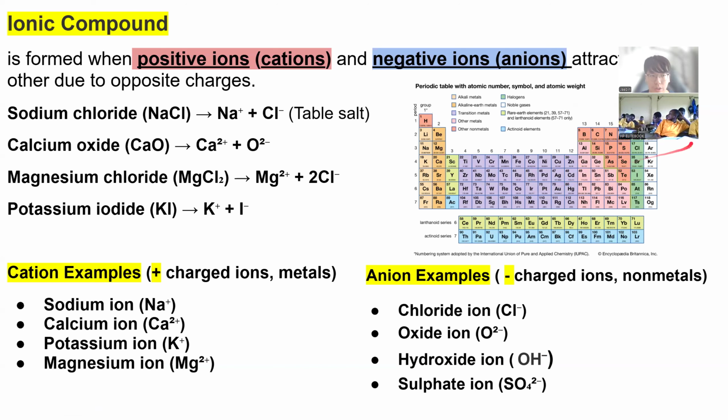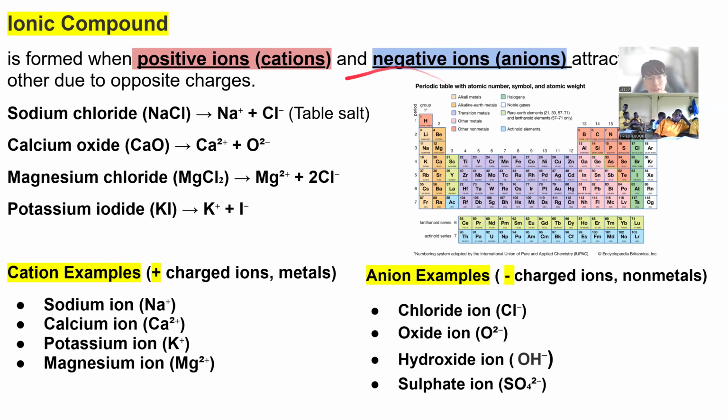What we have dealt with so far is called an ionic compound. A compound is formed by combining different types of atoms, and specifically we have worked with ionic compounds, combining multiple ions to form a different compound. It forms when positive ions, cations, and negative ions, anions, attract each other due to opposite charges.